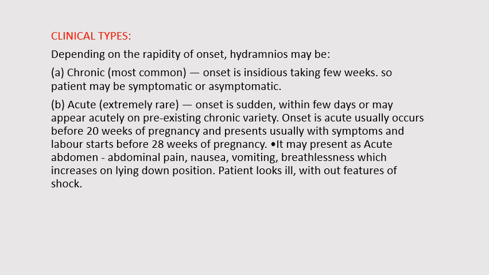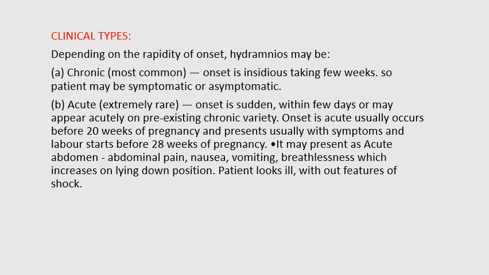Clinical types. Hydramnios may be chronic, which is the more common one, around 10 times more common than the acute form. Here the onset is insidious, taking several weeks, and the patient may be symptomatic or asymptomatic. In the acute variety, the onset is sudden, within a few days, or it may appear acutely on a pre-existing chronic variety.